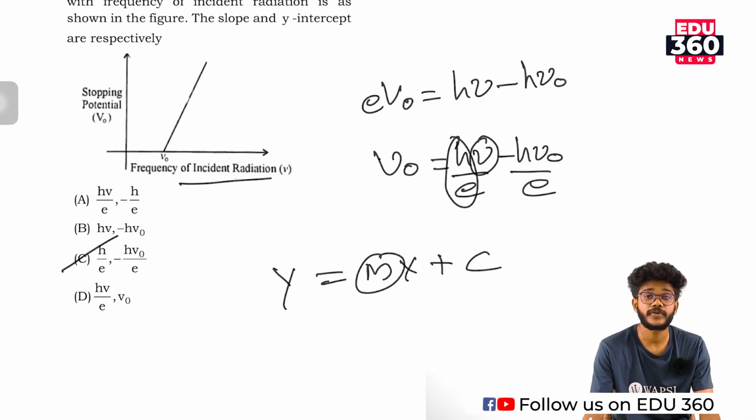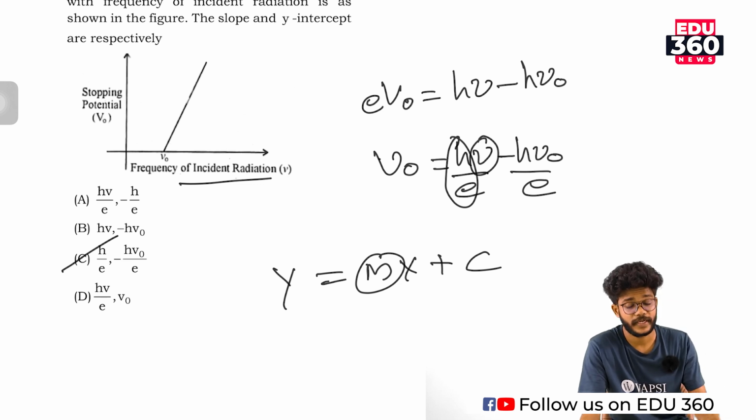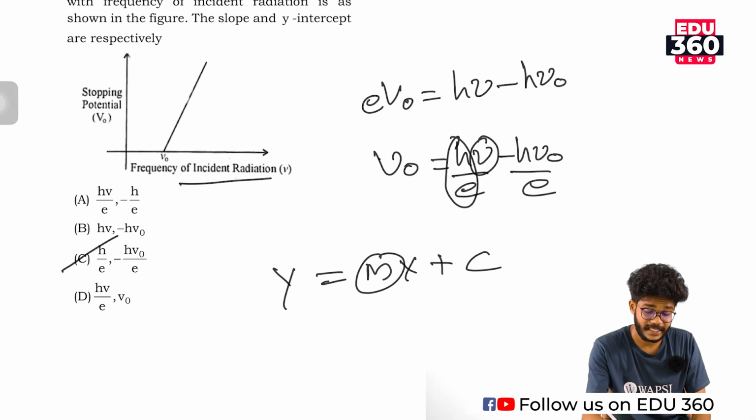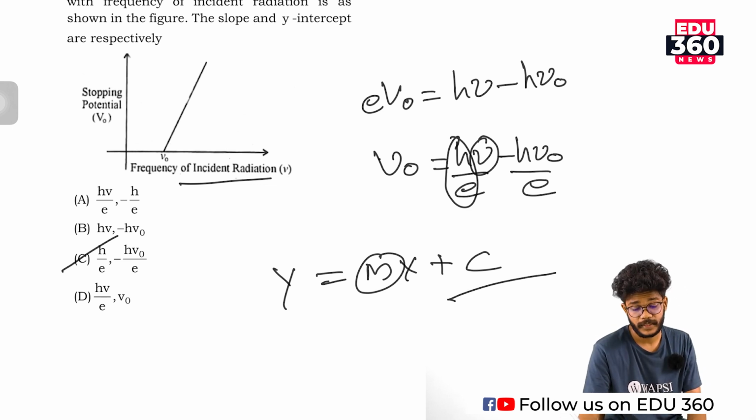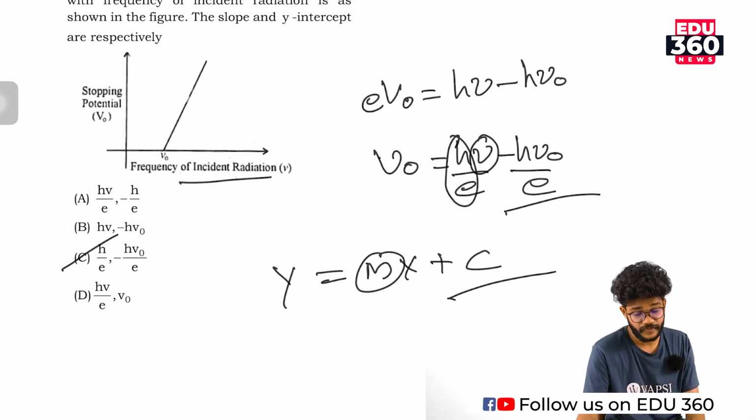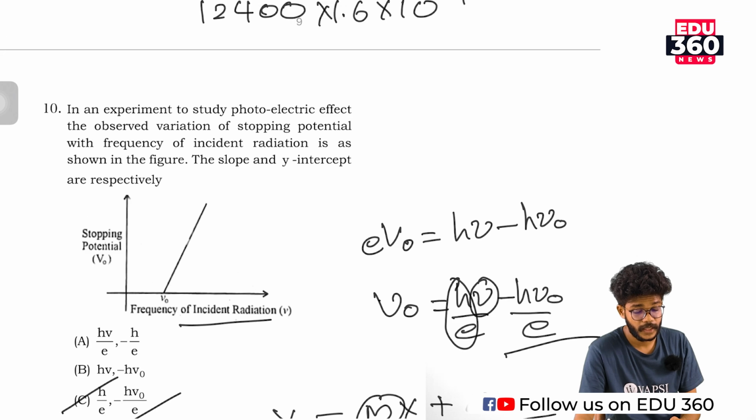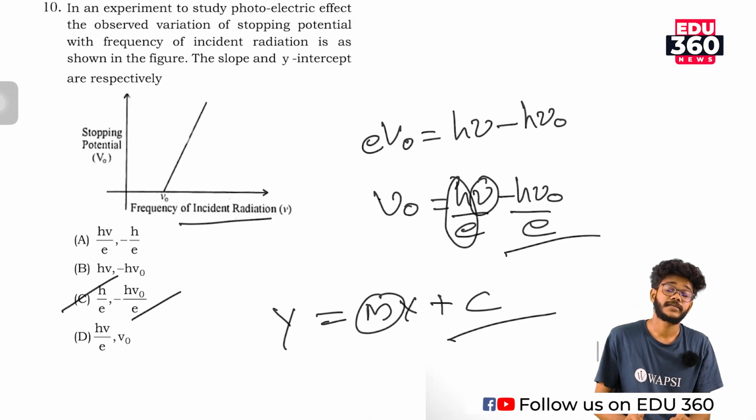So we don't need to calculate the y-intercept separately, but we can already say c will be the y-intercept, and that is minus h nu naught by e. That is also only in option C. So option C is the correct answer. And yes, goodbye.